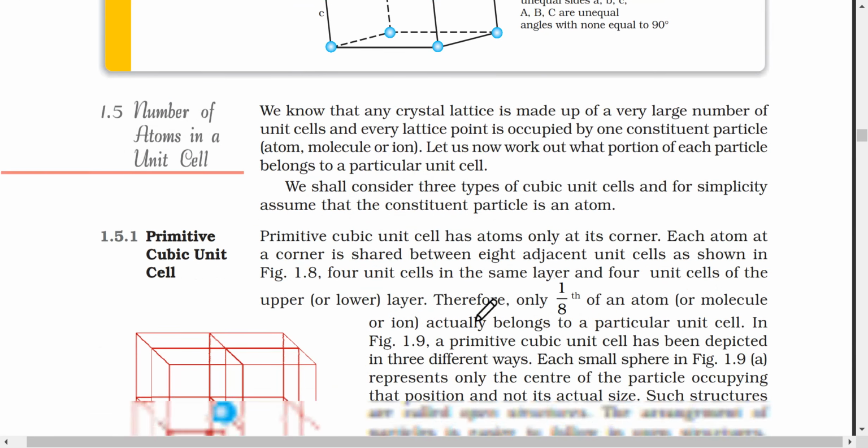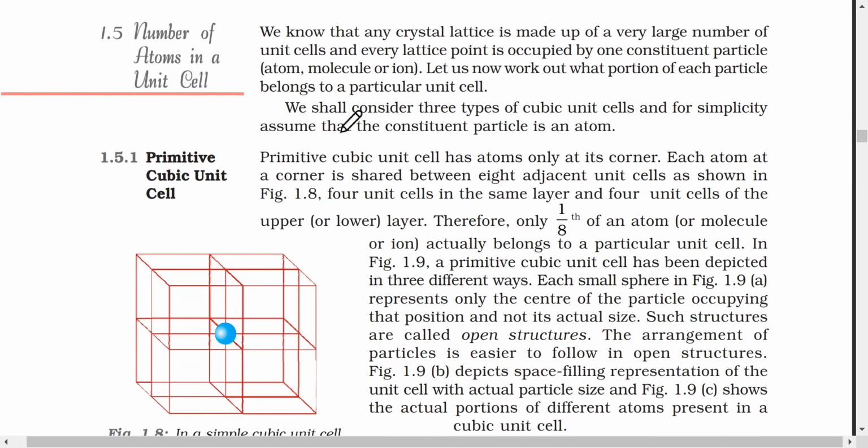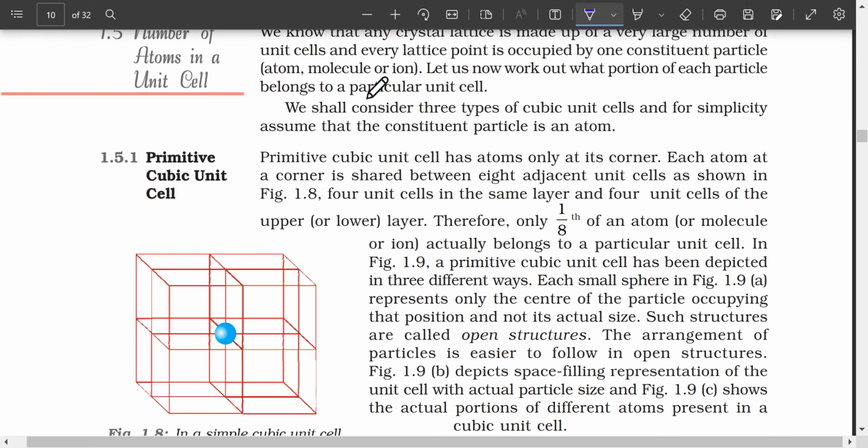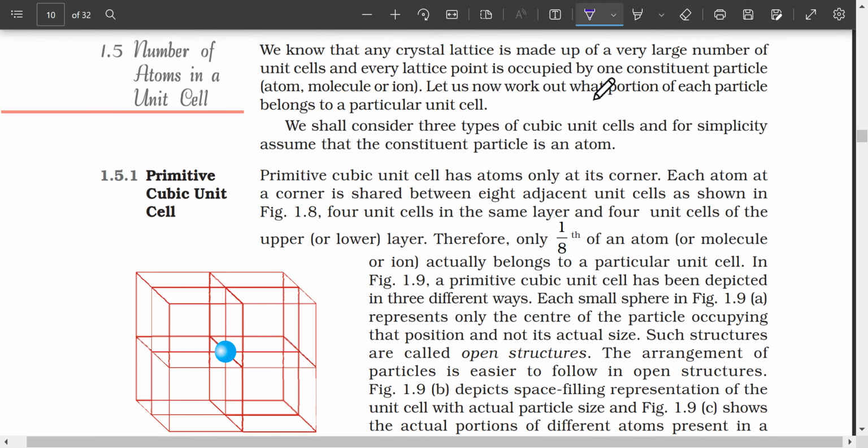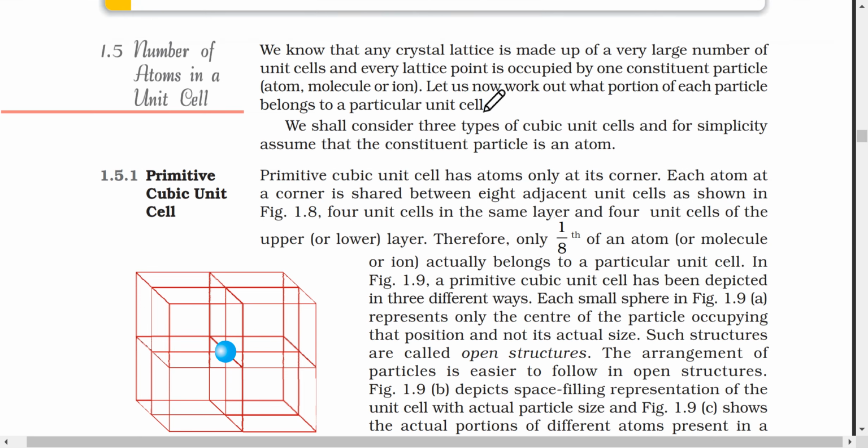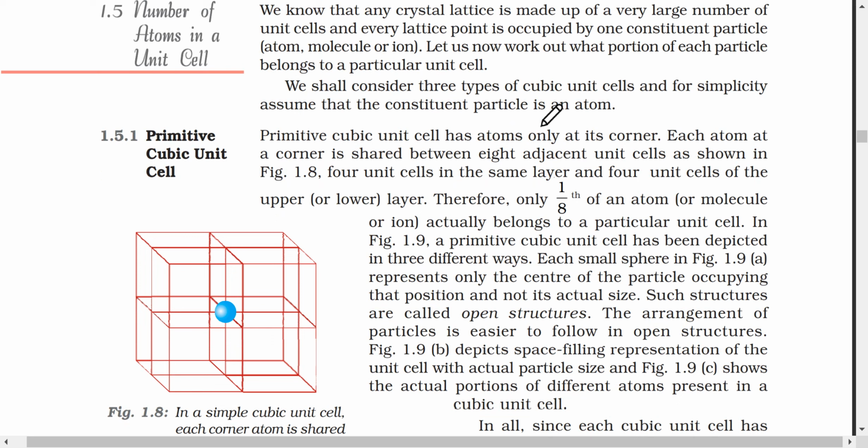Next we have the number of atoms in a unit cell. We know that any crystal lattice is made up of a very large number of unit cells, and every lattice point is occupied by one constituent particle, atom, molecule or ion. Let us now work out what portion of each particle belongs to a particular unit cell. Now we see how we are distributing, or how one particle is getting divided among how many cells. We are going to see the distribution. Fine, we shall consider 3 types of cubic unit cells, and for simplicity assume that the constituent particle is an atom.